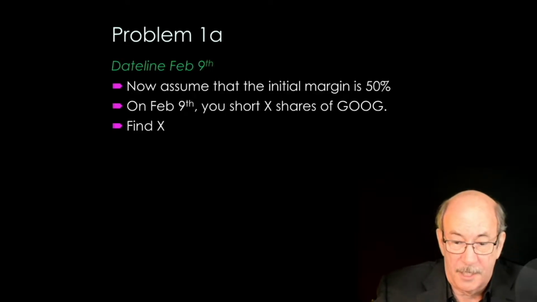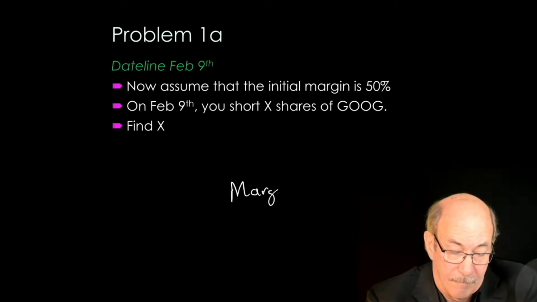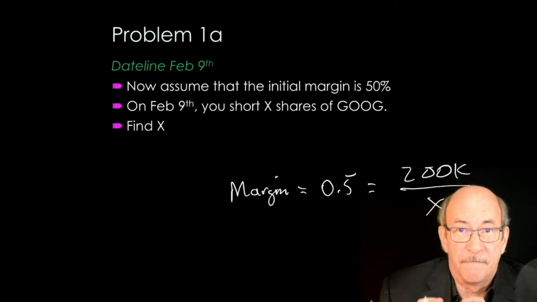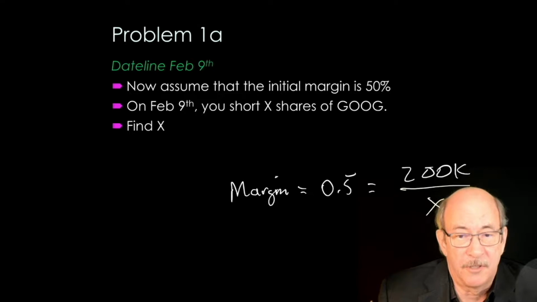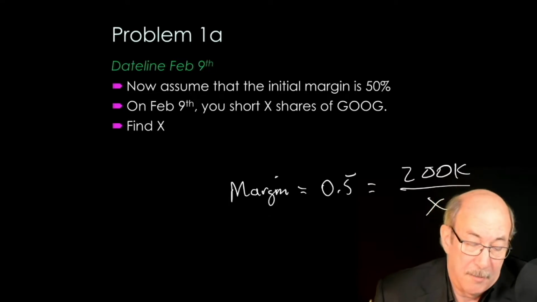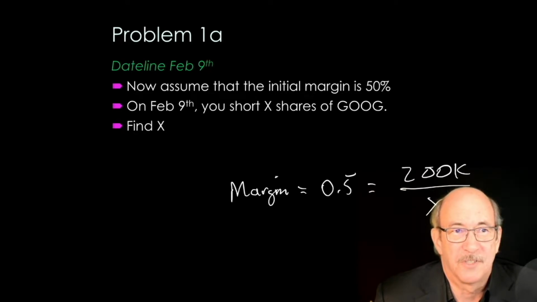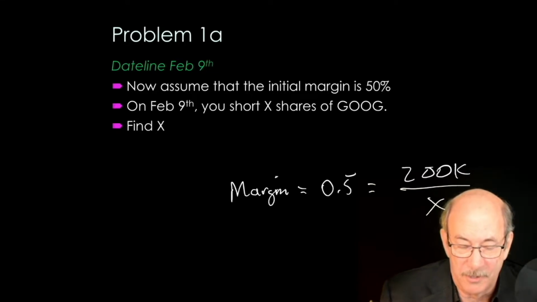So think about that. We've got margin equal to 0.5 equal to 200K over, and always in the denominator is the value of the stock, or value of the position if we're dealing with something other than stock, but in this case we're going to be dealing with stock. So this is simply the value of the stock. Pretty simple to do that math. Now, obviously, you'll need to be able to do this even with strange initial margins and different, not as round numbers in terms of net worth.